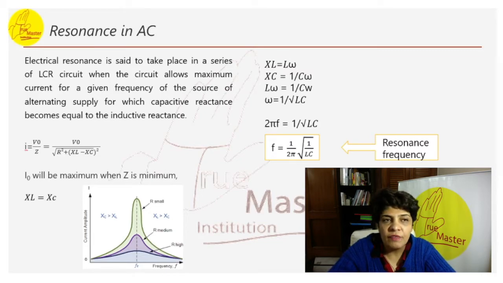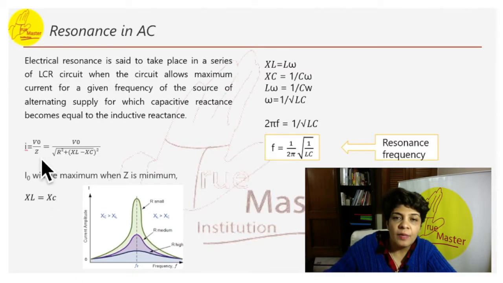A series LCR circuit is said to be in resonance condition when the current through it has its maximum value. So when is it in resonance? We will say when the current has the maximum value. The current, this is the graph, it has the maximum value. The current amplitude I for a series LCR circuit is given by I equals V0 by Z.